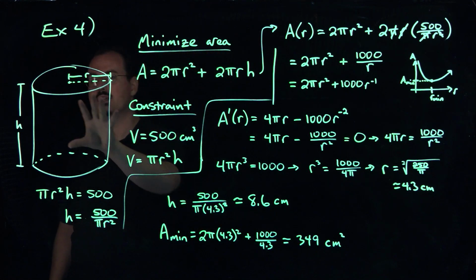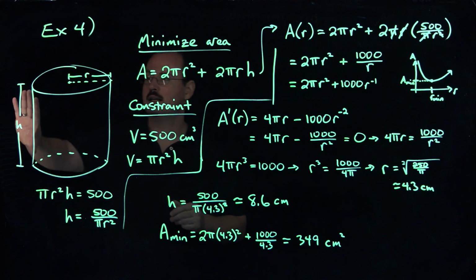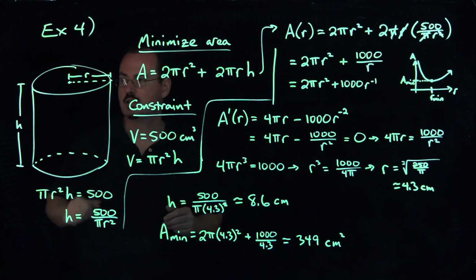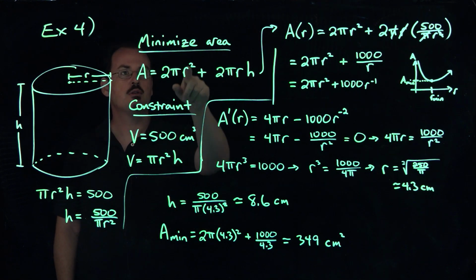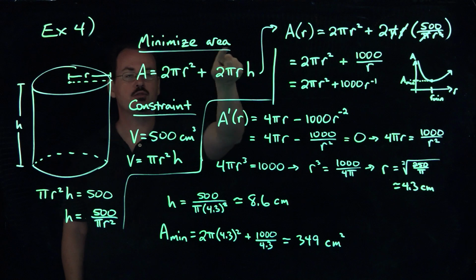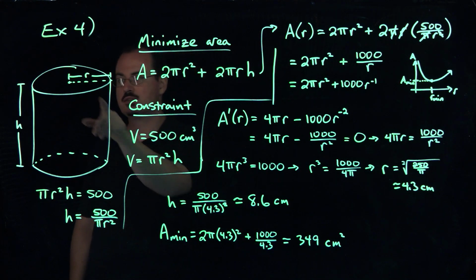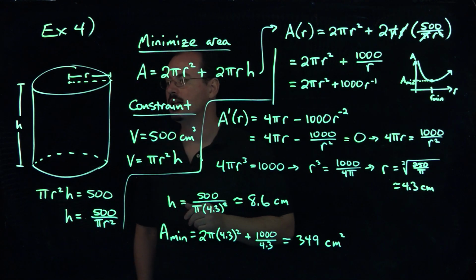Okay, so I've got a picture of the can here. Height h, radius r, we're trying to figure out what those have to be to minimize the area. So this is the goal, minimize the area. First of all, we have to figure out what is the area of this can, and the drawing will hopefully help with that.